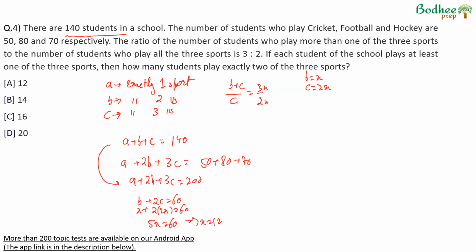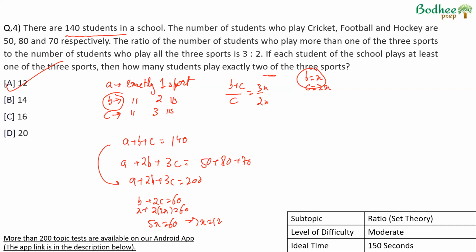The question for which we are solving is how many students play exactly two of the three sports. Exactly two of the three sports is B, which is x. Hence, the answer will be 12. Now, unless you're comfortable with or understand the concept of set theory, this question will be a little difficult to solve. But otherwise, not a very difficult question. I'll say it's a moderate question, might take up to 2.5 minutes to solve, and then you can get the answer.